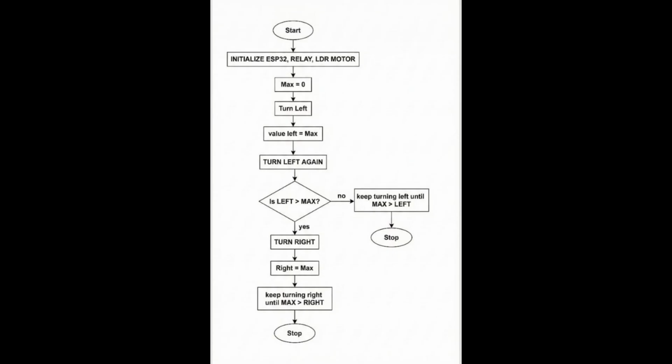Basically, the code defines that the ESP will start the relay, the LDR and the motor will start. We will set the maximum value coming from the LDR to 0. We will initially move to the left, and if the value keeps decreasing, it means the light on the left is decreasing. Then it will automatically shift to the right. When it shifts to the right, it means the light intensity will increase.